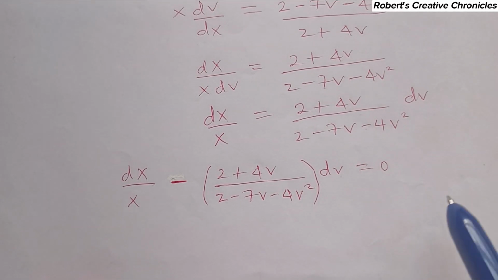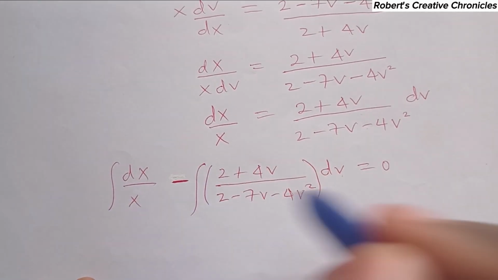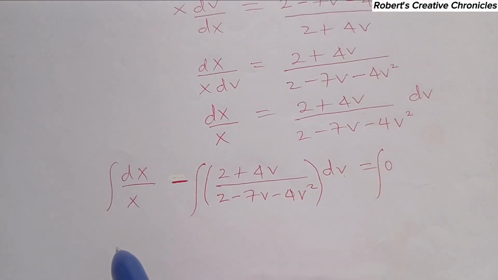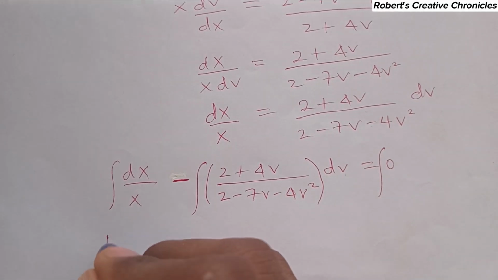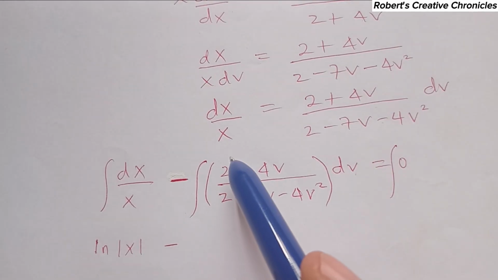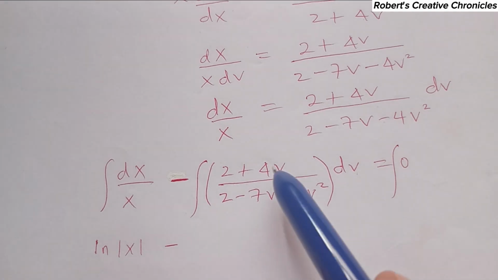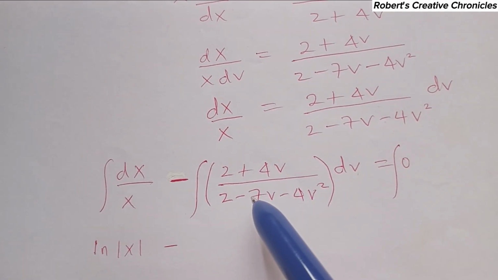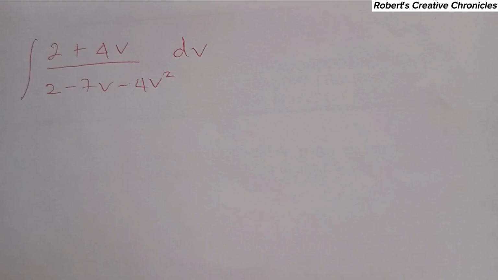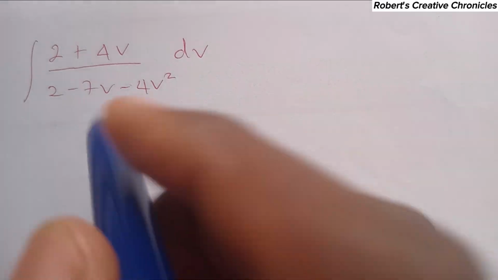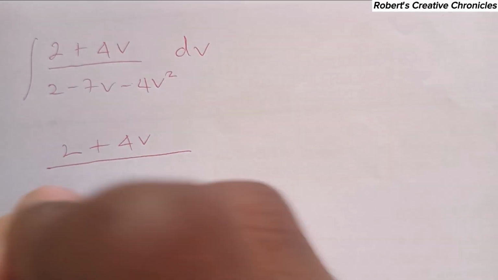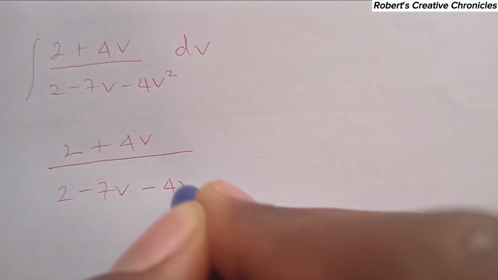Now we can find all the integrals. We'll find the integral of this, the integral of this, and the integral of 0. So the integral of this is ln x. So this will be ln x minus, before we find the integral of this one, we have to decompose it into a partial fraction before we can find the integral. Let's decompose it. So this term, we have to express it as a partial fraction. So it will be 2 plus 4v over 2 minus 7v minus 4v squared.